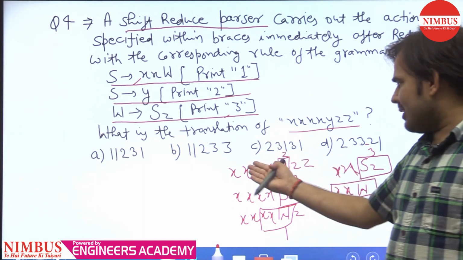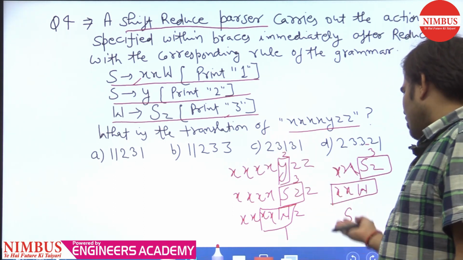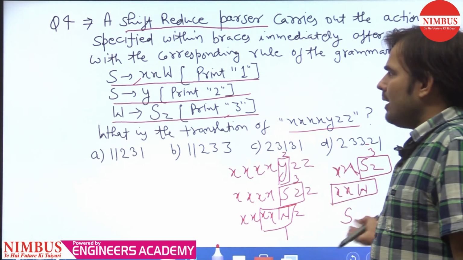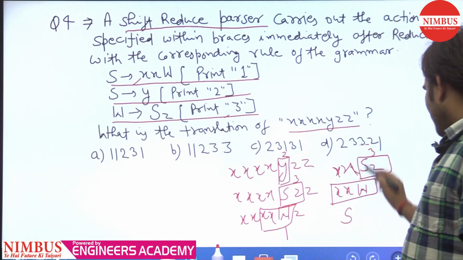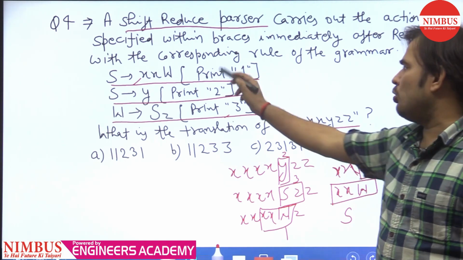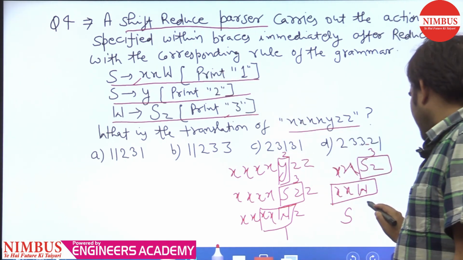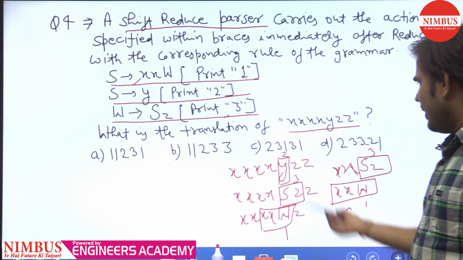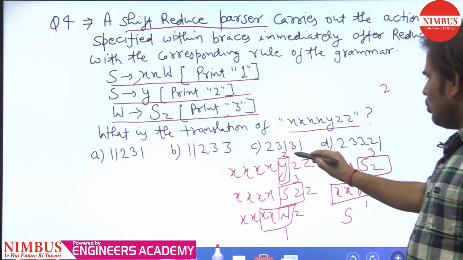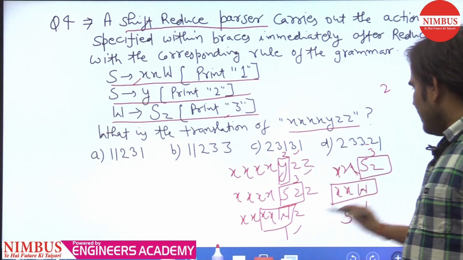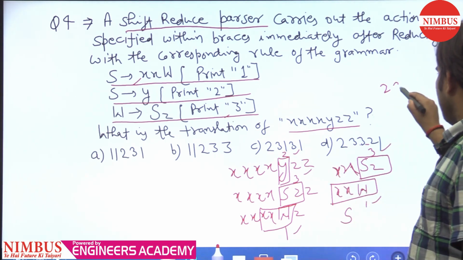So we are starting from the bottom and getting up, meaning we are getting the starting symbol of the grammar. Okay guys, so here what we need to print after 3: the translation rule of this first production is 1, so we need to print 1. So what we are getting is 2 3 1 3 1.